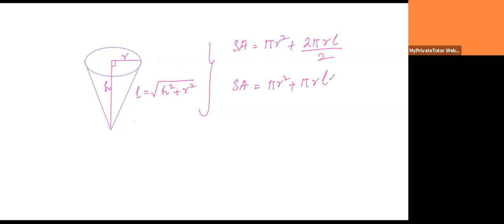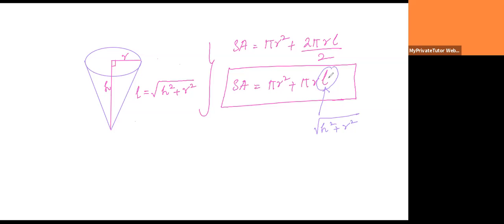Okay, this is the formula, guys, to find the surface area of the cone. If the height is given, then you can replace this L with the square root of height square plus r square. You can replace it any time if you want while solving the question.